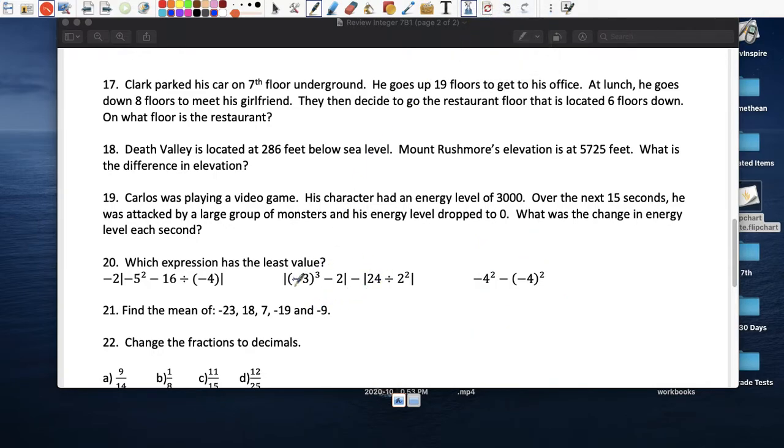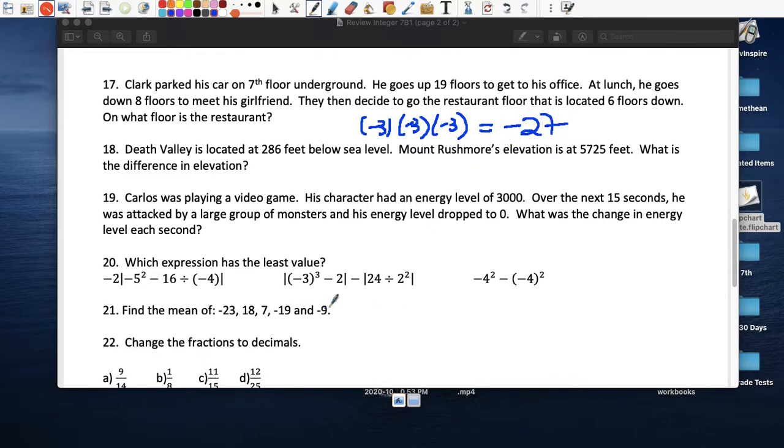Middle one. Everything is in the absolute value, so we have 2 absolute values. We have to find the value inside, take the absolute value, find the value inside, take the absolute value. Okay, so let's do that one. Here we have negative 3 to the third power. It's negative 3 times negative 3 times negative 3. Right? It's an odd number of negative numbers, so if I multiply that, I'm going to get a negative answer. In this case, negative 27.